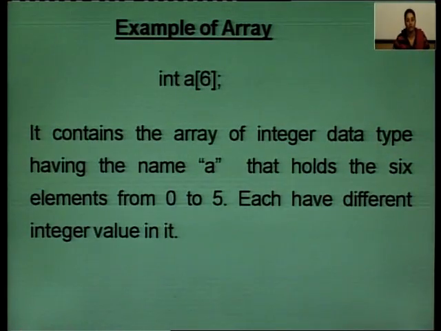Now the example of an array. If I want to declare an array in C language, then I have to write int a[6]. Now this int is the data type of the array. Here int shows that the array is of the integer data type, and a is the name of the array that I have given. It holds 6 different values that start from 0 and go up to 5, and it is a condition for C. The array starts from 0 and goes up to 1 less than the whole value. Each element has a different integer value in it.